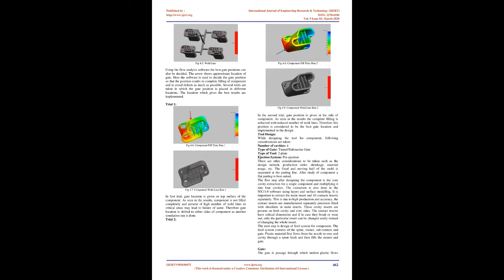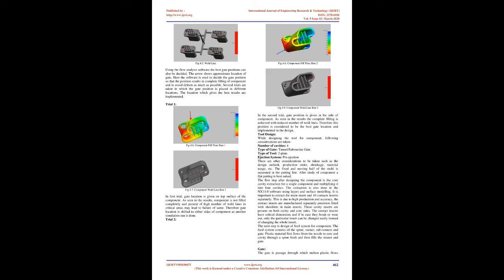Reducing weld lines in this component is one of the important aspects since these defects in critical areas may cause failures. Weld lines are V-notches that arise due to poorly bonded regions near the surface and with shrinkage as a result of extremely high molecular orientations induced at the end of filling. Using the flow analysis software, the best gate positions can also be decided.